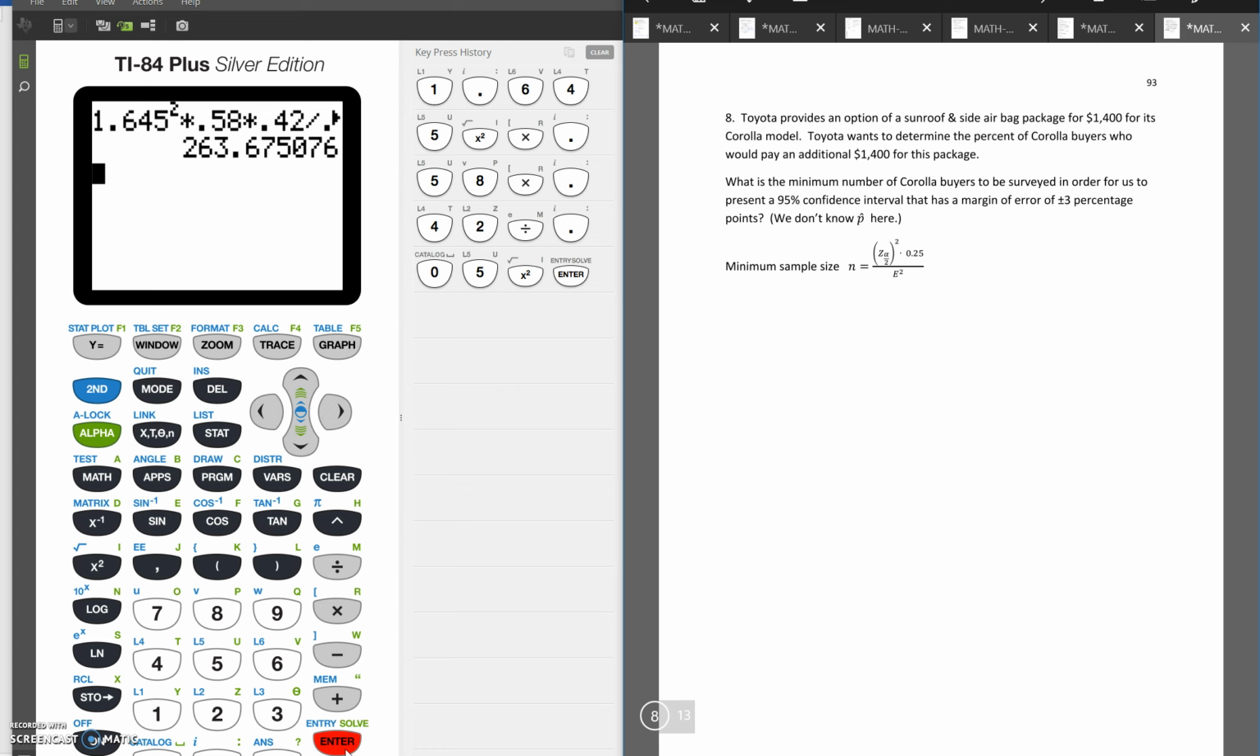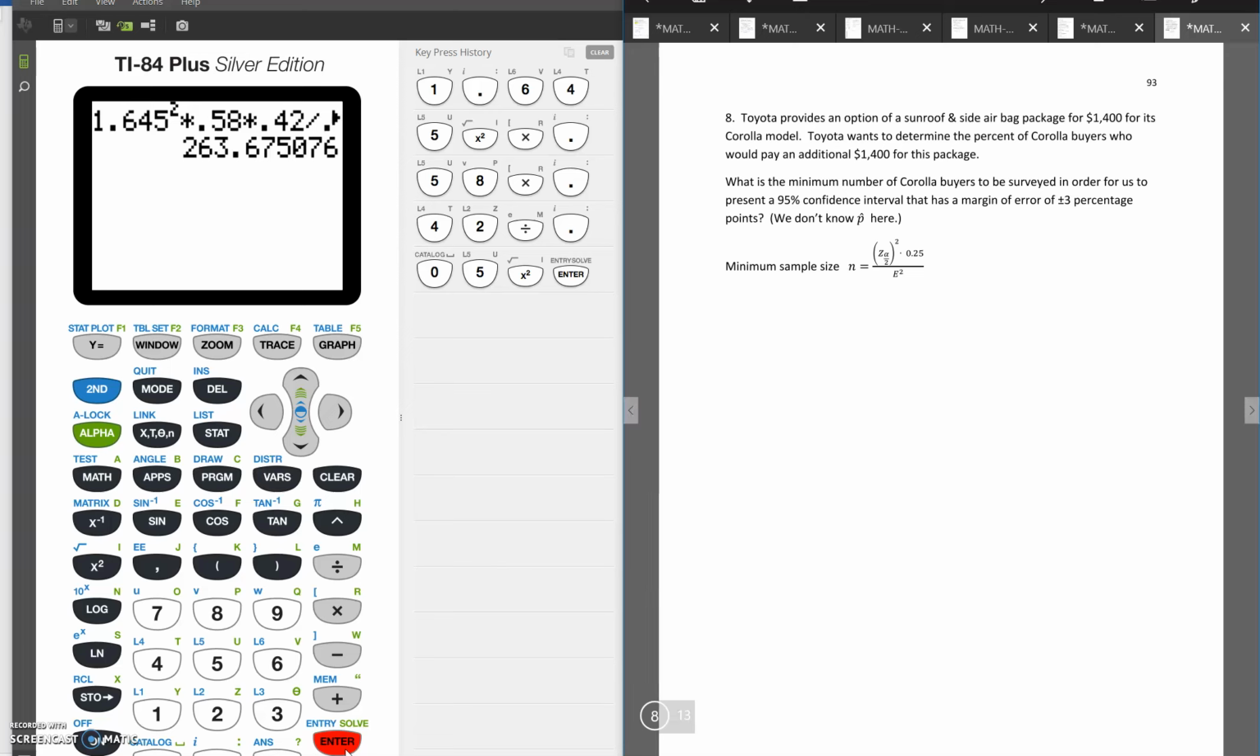Okay, so let's do one more of these. So this says Toyota provides an option of sunroof and side airbag package for $1,400 for its Corolla model. Toyota wants to determine the percent of Corolla buyers who would pay an additional $1,400 for this package. So the question asks, what is the minimum number of Corolla buyers to be surveyed in order for us to present a 95% confidence interval that has a margin of error of plus or minus 3 percentage points? And we're going to assume that we don't know P hat here.